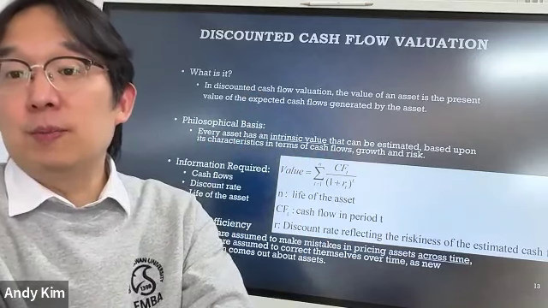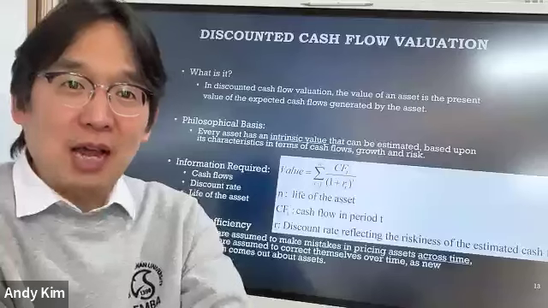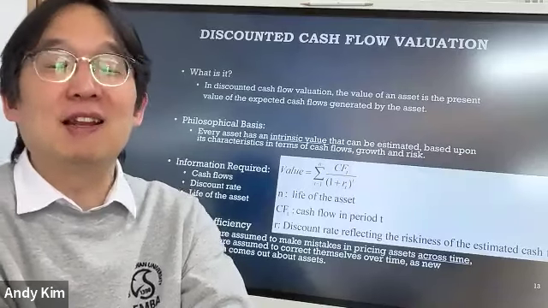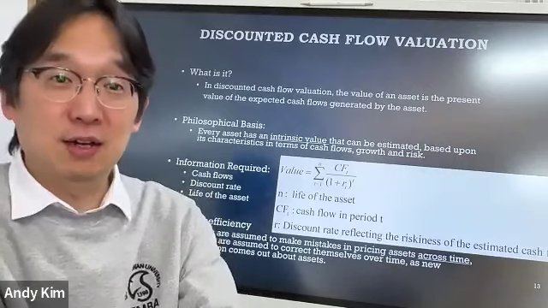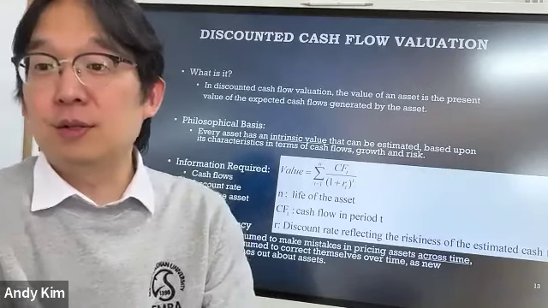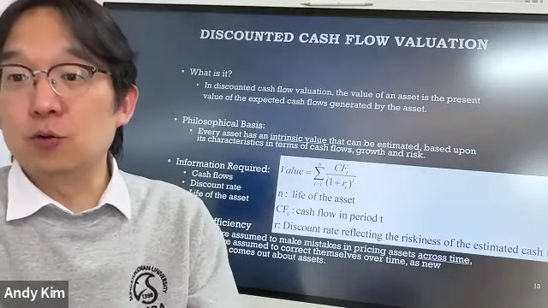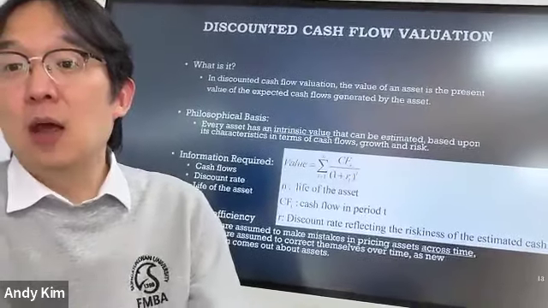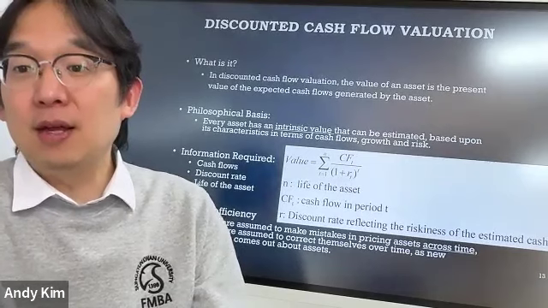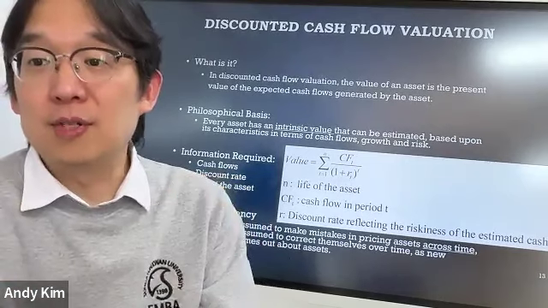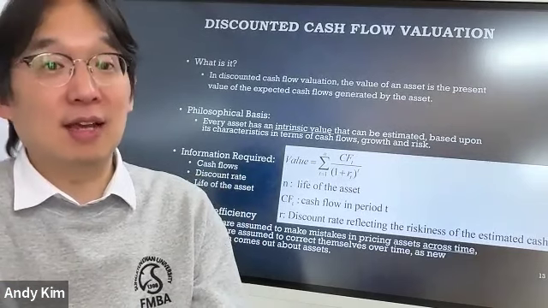Information required should be, of course, cash flows and discount rate. And then perhaps the life of the asset. We are assuming infinite life of any company, the going concern assumption in accounting. So market inefficiency is also assumed here. Markets are assumed to make mistakes in pricing assets across time, and they are assumed to correct themselves over time as new information comes out about assets.